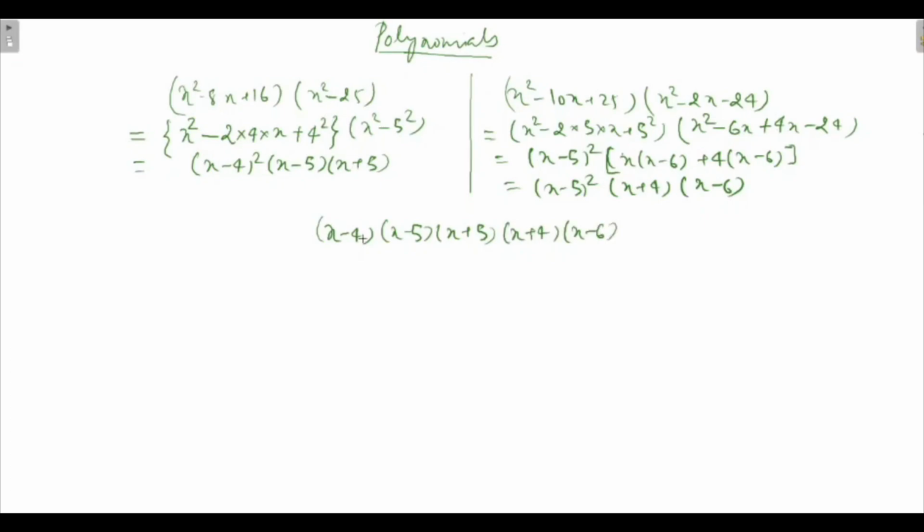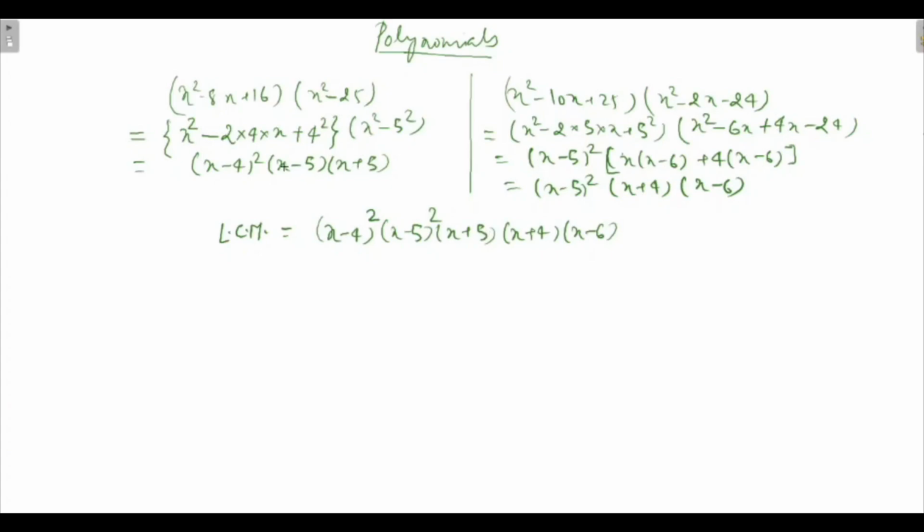Then I look at all these expressions and take the highest power of each. So x minus 4, highest power is 2, so I'll take 2. X minus 5 highest power is 2, so I'll take 2 over here. X plus 5 highest power is 1. X plus 4 highest power is 1. And x minus 6 highest power is again 1. So this is what my LCM is going to be: x minus 4 whole square, x minus 5 whole square into x plus 5, x plus 4 into x minus 6.